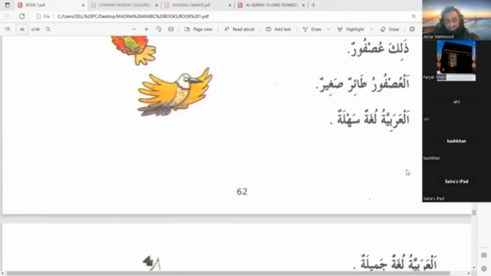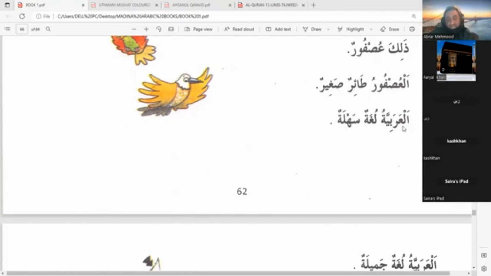Okay, and the next one, inshallah. I have to do that one as well? Bismillah. Okay. Al-Arabiyatu lughatun sahlatun. Good. Okay, adjective first. Arabic is an easy language. Good. Easy language. Fantastic.